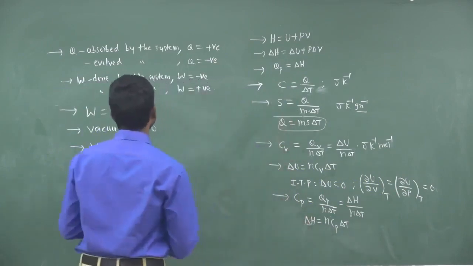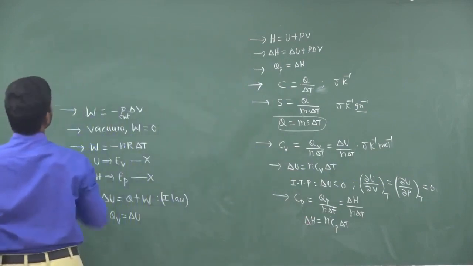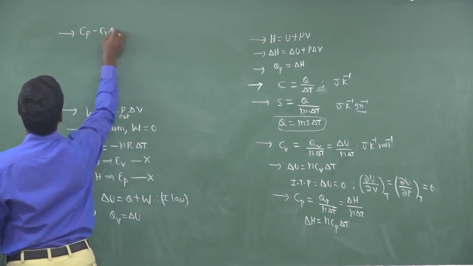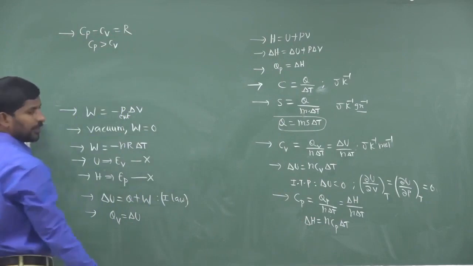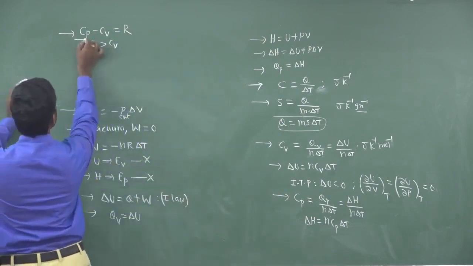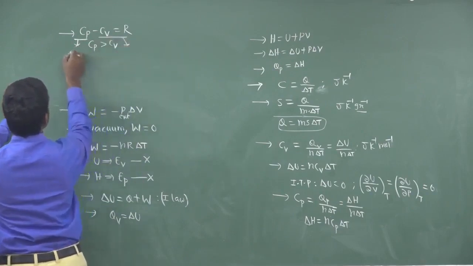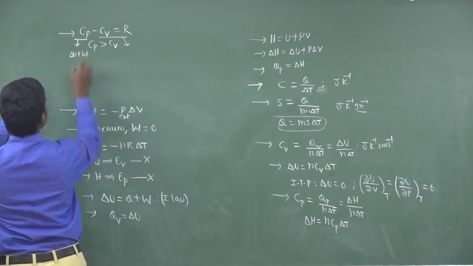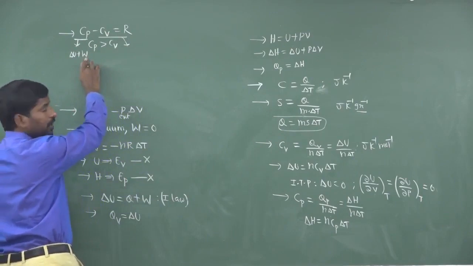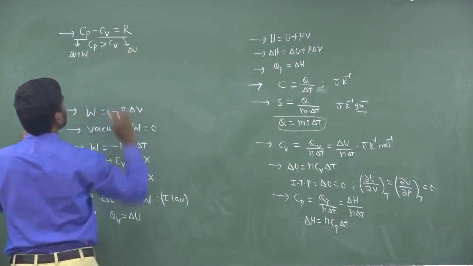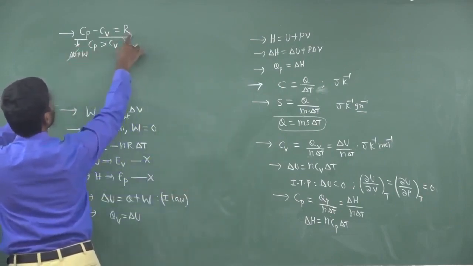What is the relation between Cp and Cv? Cp minus Cv is equal to R. So is Cp greater than Cv or Cv greater than Cp? Cp is greater than Cv. At constant pressure, whatever heat we are supplying is utilized in two ways: one is to increase internal energy, and the other is to perform work. Whereas at constant volume, work done is 0. Whatever energy we supply is utilized only to increase internal energy. So internal energy gets cancelled.